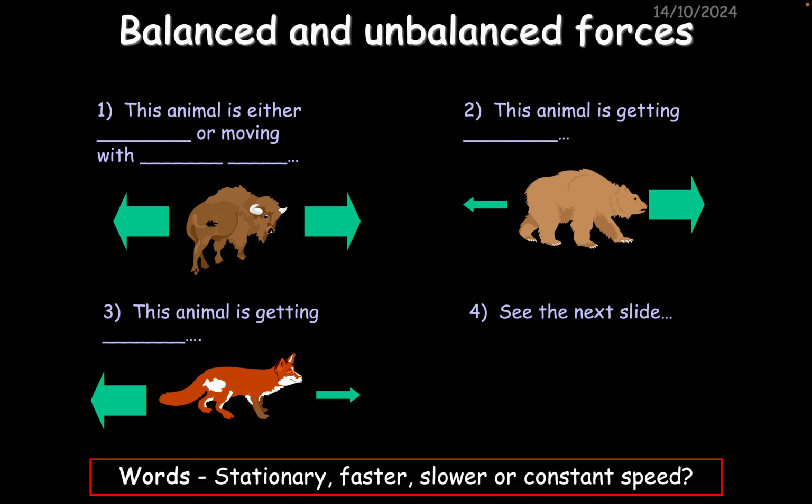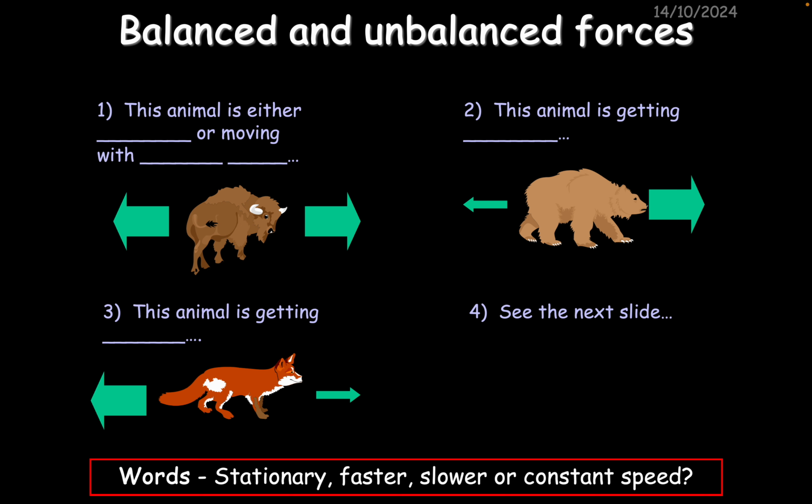So you need to decide whether they're faster, slower, or going at constant speed. One is going faster, accelerating, one is going slower, and the other is going at constant speed. So I need to change the text for number 1, and it should say the animal is moving with constant speed. If it was stationary, there would be no forward force and therefore no drag force. Whenever there's drag force, it's due to motion, because it's due to air resistance mostly.